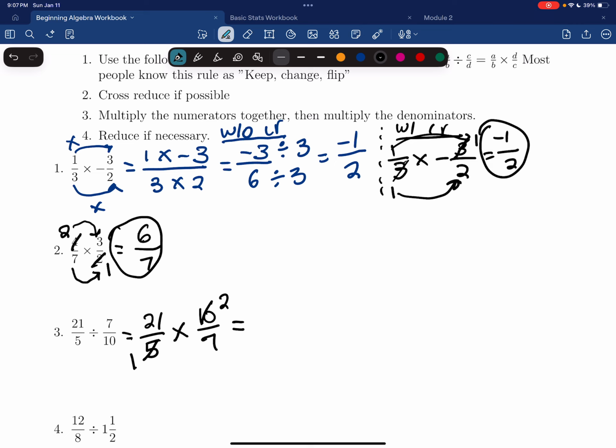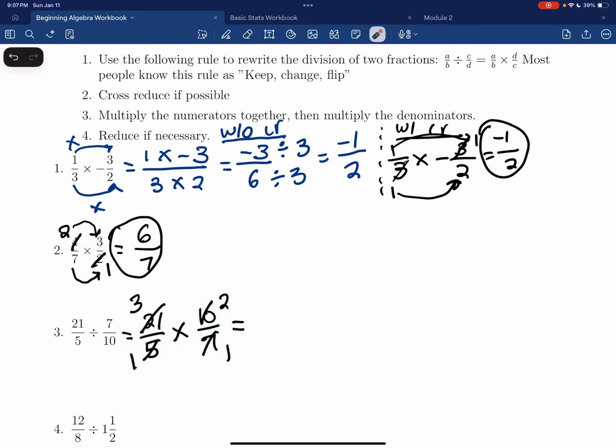21 is divisible by 7, and 7 is also divisible by 7. So we're going to do 7 divided by 7, which is 1, and 21 divided by 7, and that is 3. And we can't cross reduce 3 and 1 anymore, or 2 and 1. So we've fully cross reduced, and now we're just going to multiply what we have.